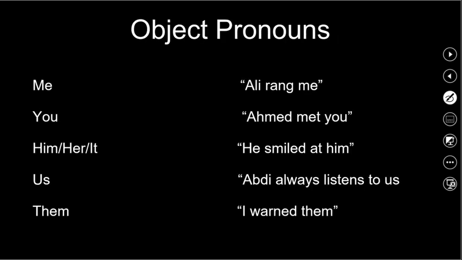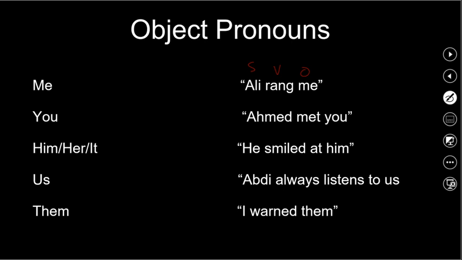Object pronouns, an example. Remember earlier we said the subject pronoun I becomes me. Let's give an example of that in a sentence. The object pronoun me: Ali rang me. Ali is the subject, rang is the past tense verb, and me is the object. This is a sentence in the form of subject, verb, object.